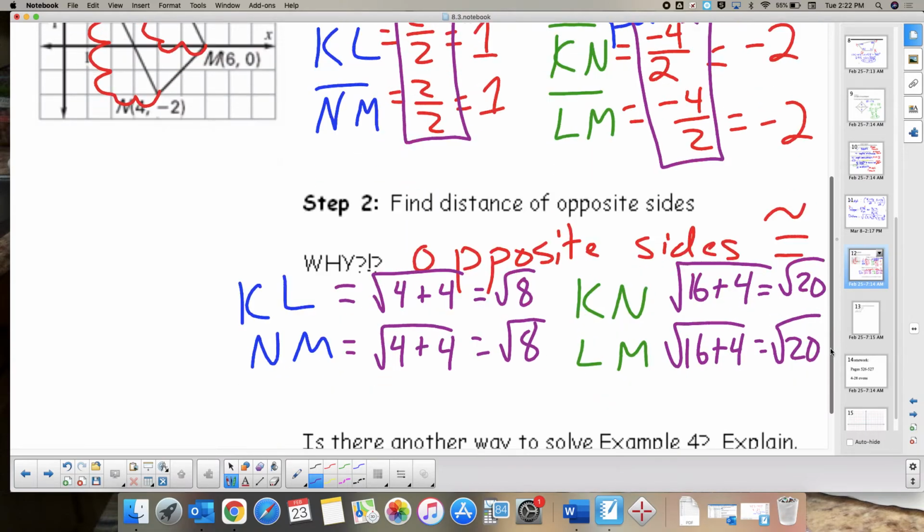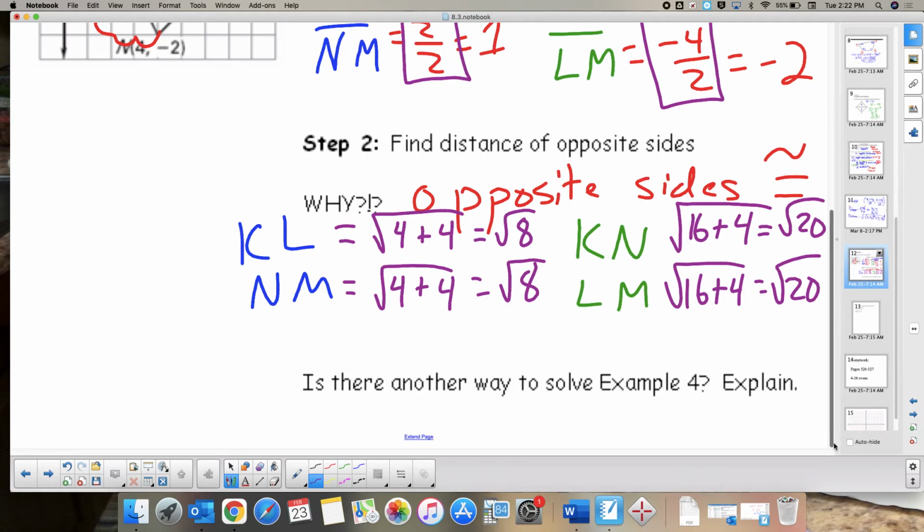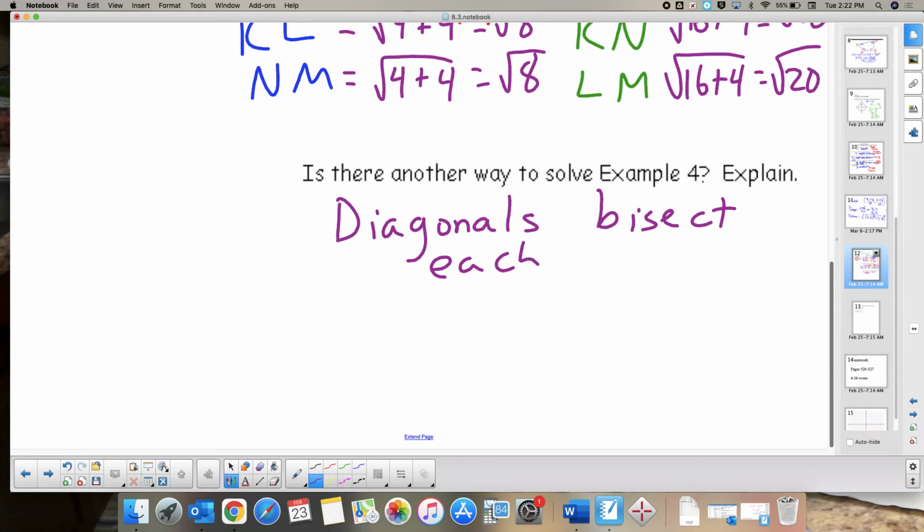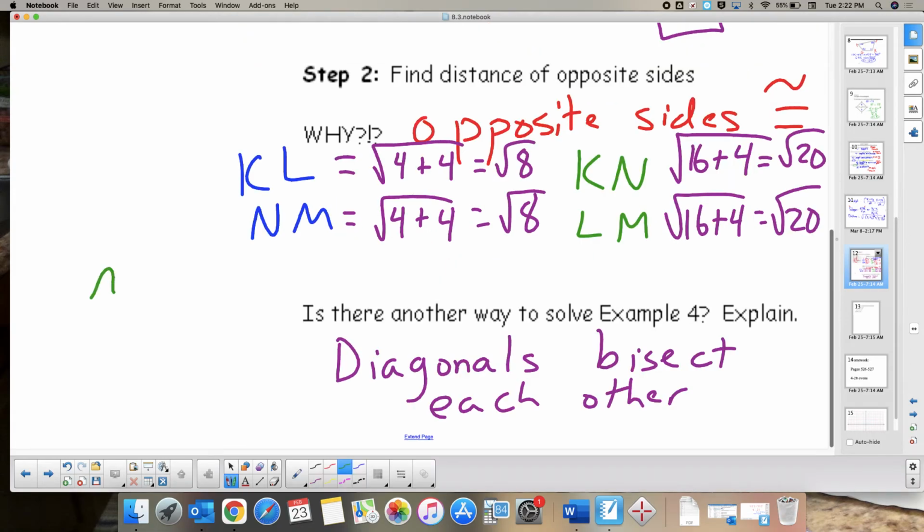Now the last question says, is there another way to solve example 4? Is there another way to show that this is a parallelogram? The last option we have is we can show the diagonals bisect each other. Meaning we will need the midpoints of our diagonals.